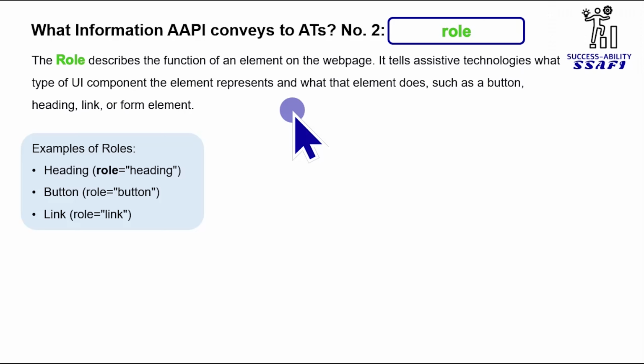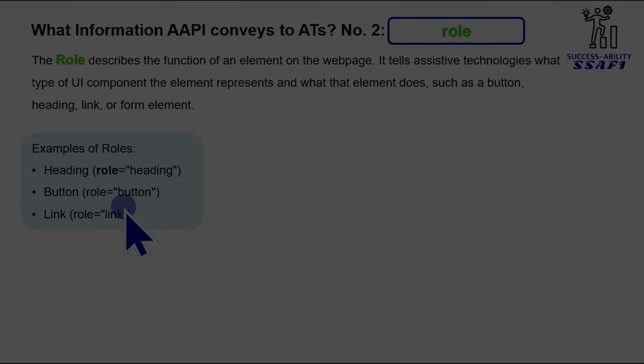So role overall talks to the type, what type an element is. For example, a heading level 1 has the role of heading. A button has the role of a button. A link has the role of link. Okay, what type of element is it?